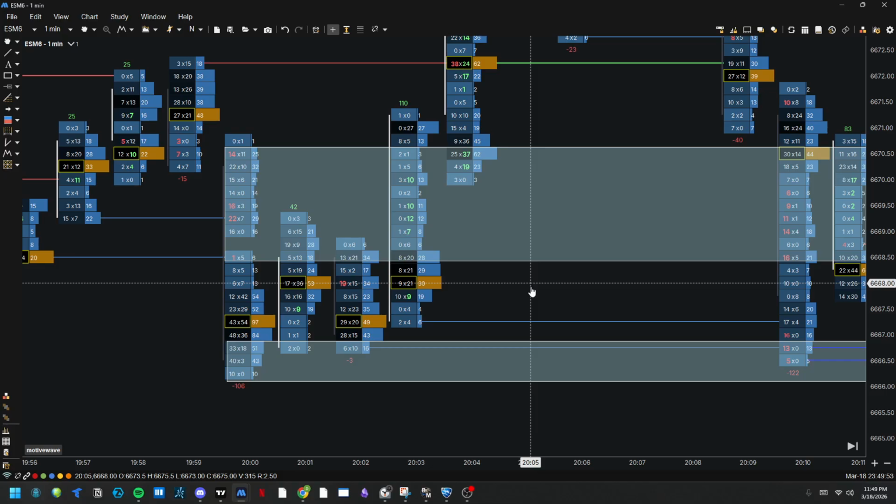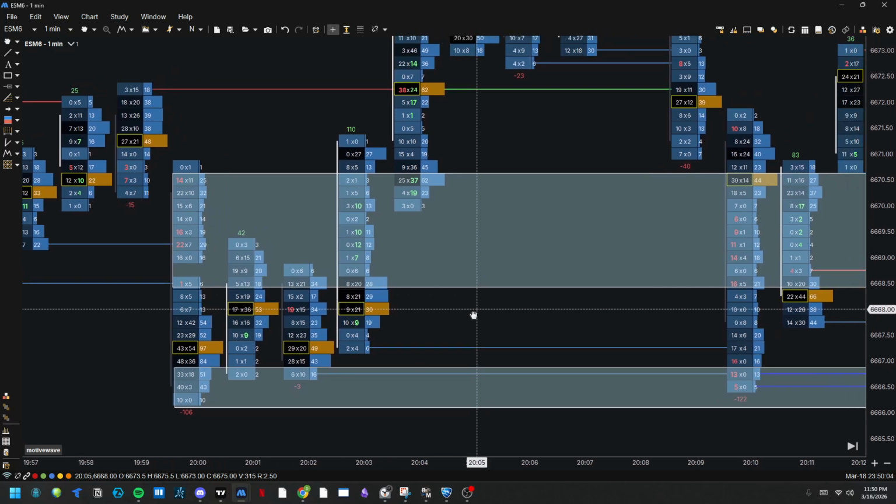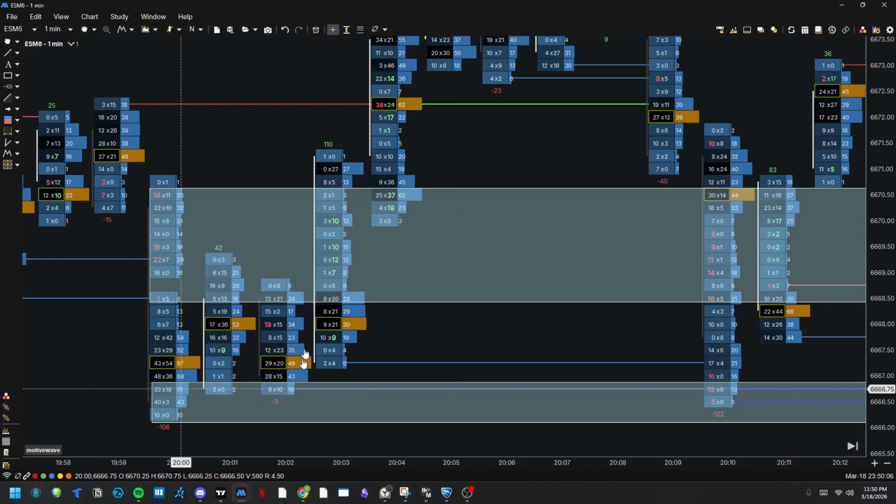That's pretty weak compared to all this trapped selling for Asia. In New York, the numbers are going to be astronomically larger. So what happens when we traded through this? It balanced out.